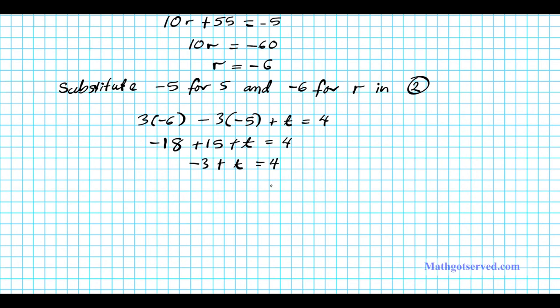And then the original equation had a negative 4 there, so let's not forget that. All right, and then we add 3 to both sides, and then we have t equals negative 4 plus 3, which is negative 1. All right, so our solution as an ordered triple is negative 6 for r, negative 5 for s, and negative 1 for t. So this basically helps us to see that the three planes intersect at a point.